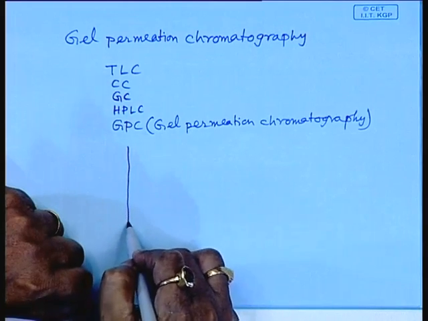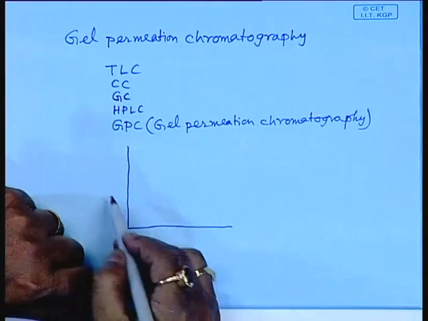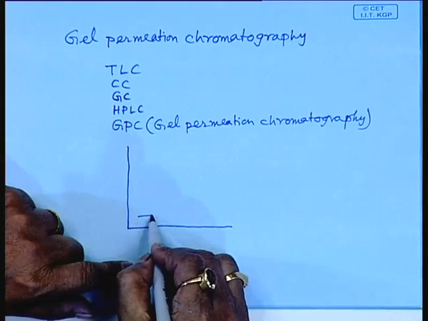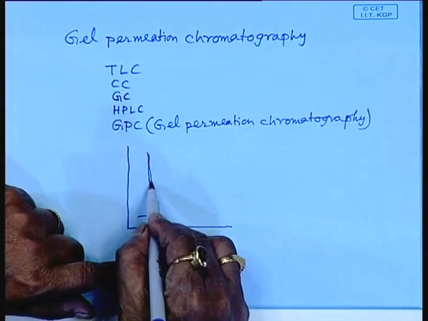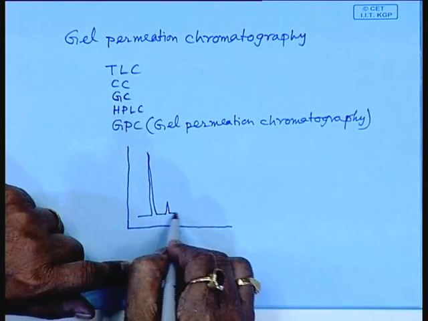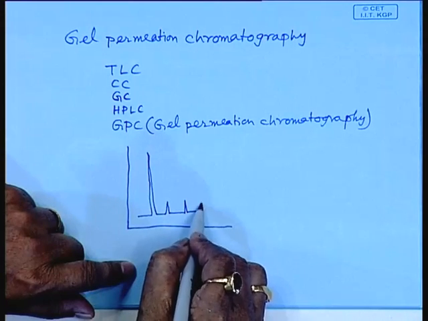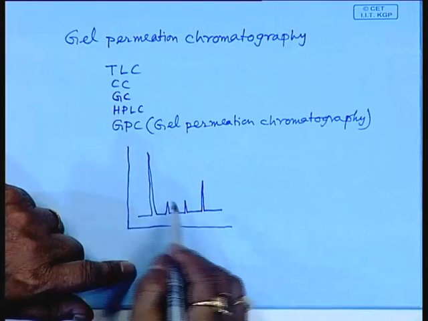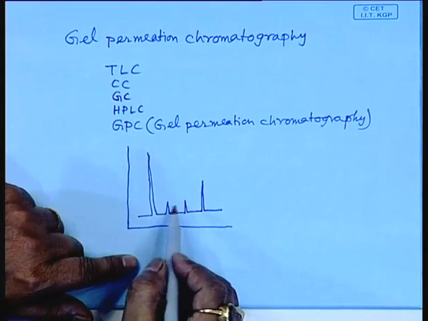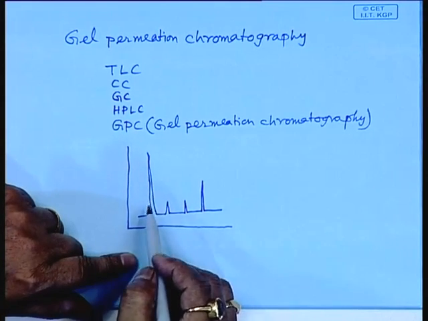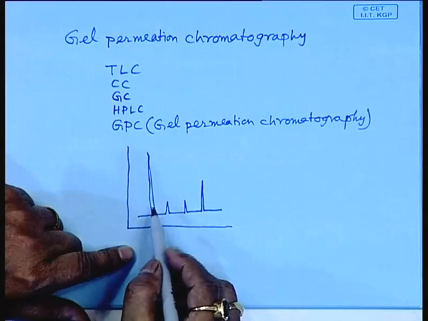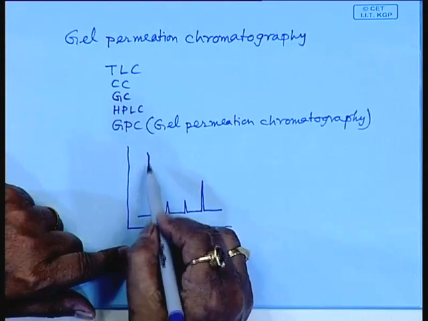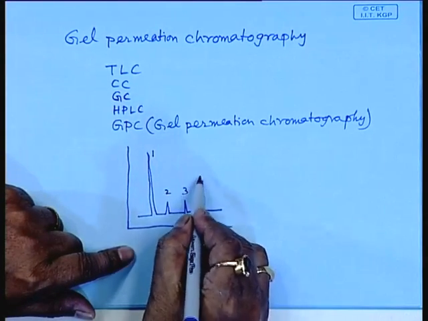It may be a refractive index detector or a UV detector, that helps to know the separation, and it gives a picture like this. Say if there are more than one component, it may look like this. Each peak specifies one component, say component 1, component 2, component 3, component 4.